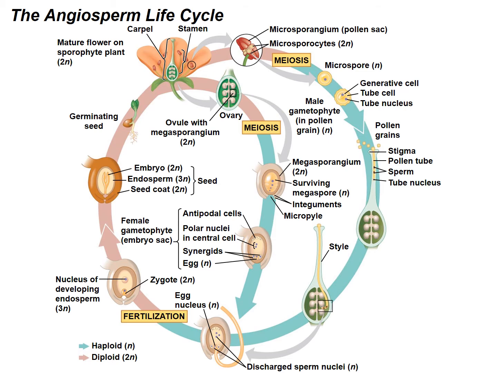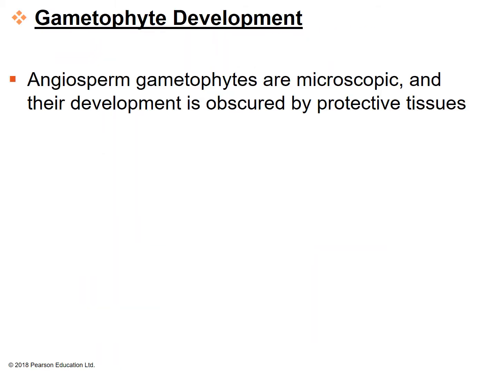This figure shows the angiosperm life cycle. We start now with gametophyte development. We're going to talk about male gametophyte development and female gametophyte development. As we mentioned before, angiosperm gametophytes are microscopic, highly reduced, and their development is obscured by protective tissues.